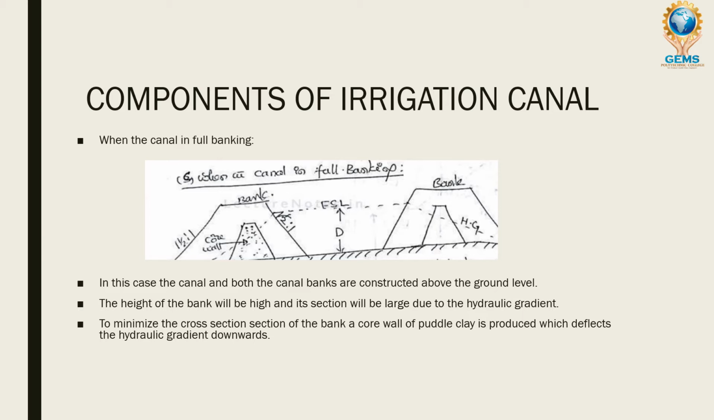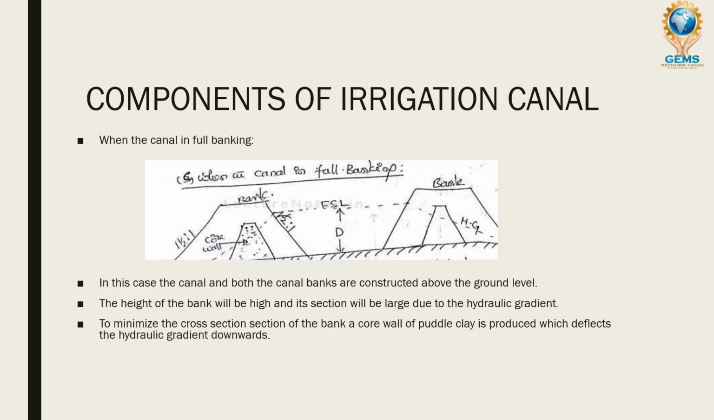You can see the cross section of the bank has a core wall. The core wall generally consists of puddle clay. This puddle clay reduces the hydraulic gradient downwards. Do you know what a hydraulic gradient is? It is the line up to which the maximum head of water is there in the canal minus the velocity of the head. It is called the hydraulic gradient line.